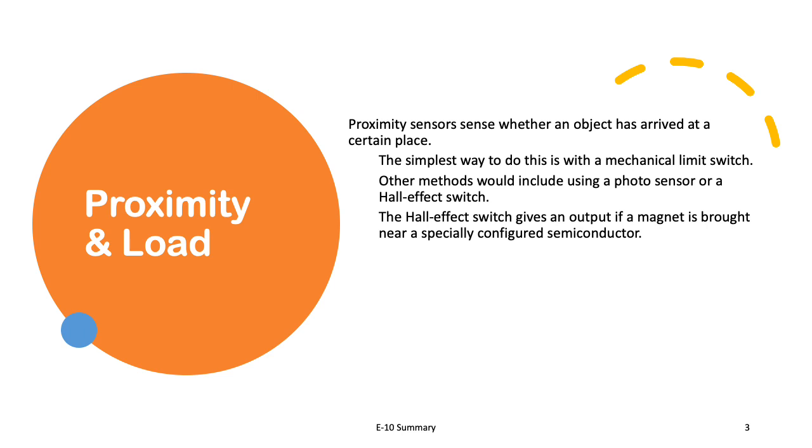Proximity sensors sense whether an object has arrived at a certain place. The simplest way to do this is with a mechanical limit switch. Other methods would include using a photosensor or a Hall effect switch. The Hall effect switch gives an output if a magnet is brought near a specially configured semiconductor.